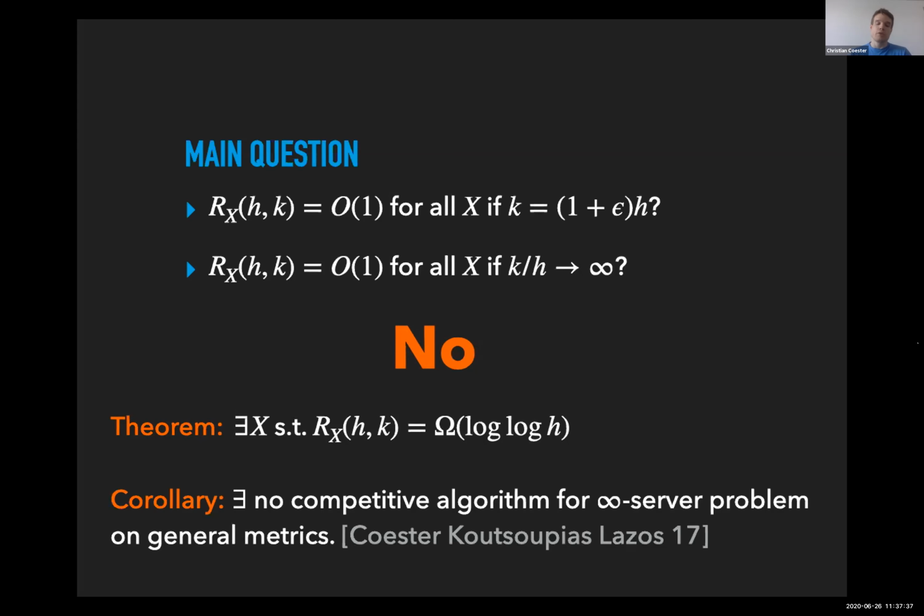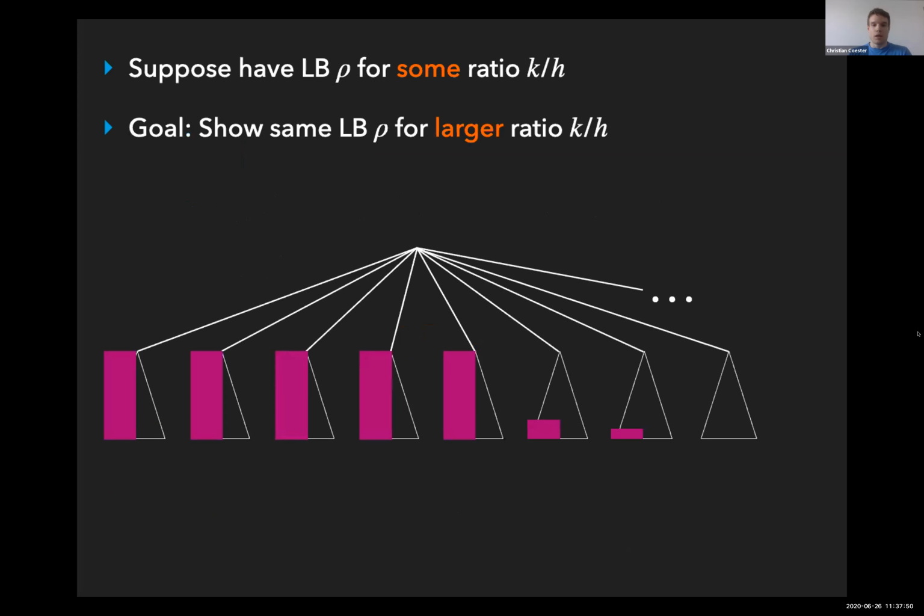And as a consequence, we also therefore get that for the so-called infinite server problem, there is no finitely competitive algorithm for this problem. So this follows basically from our theorem and from earlier work. And let's briefly look at a crucial idea for the proof.